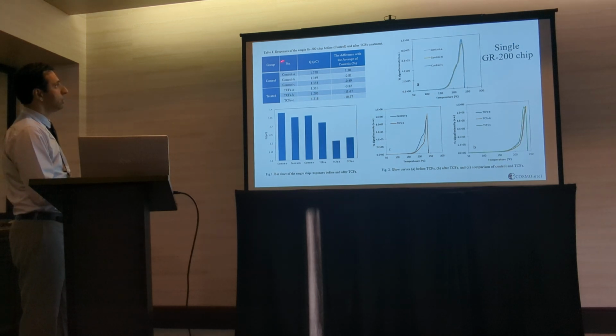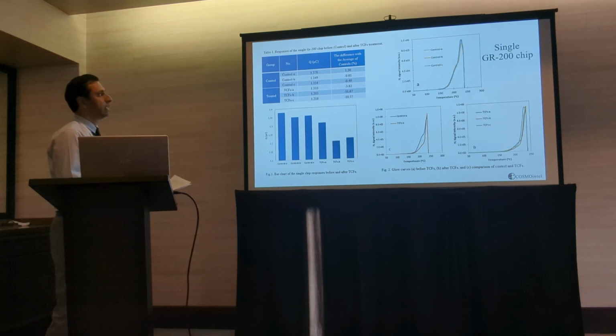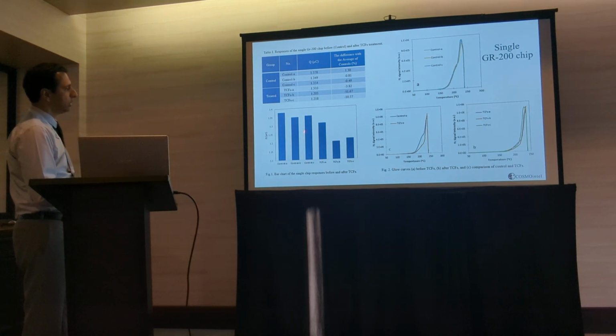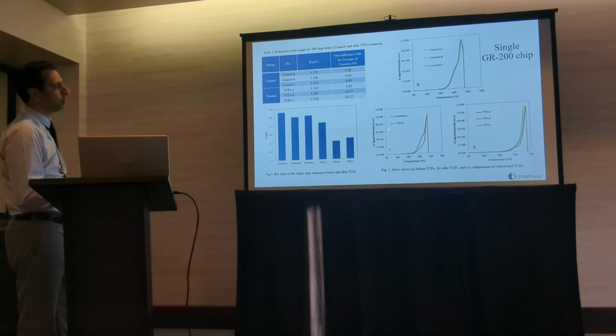As you can see here, these are the numbers from the TLD reader, and here you can see the controls and TCF. You can see the trends and compare them to each other, and you can see changes here. Even the glow curve is here for control, and here for TCF, and you can see the difference in the patterns. And here is a comparison of control A to TCF A, and you can specifically see the differences here.